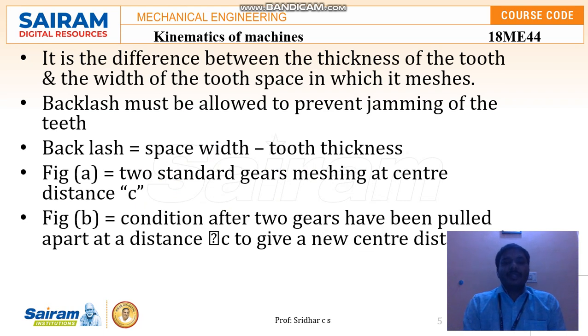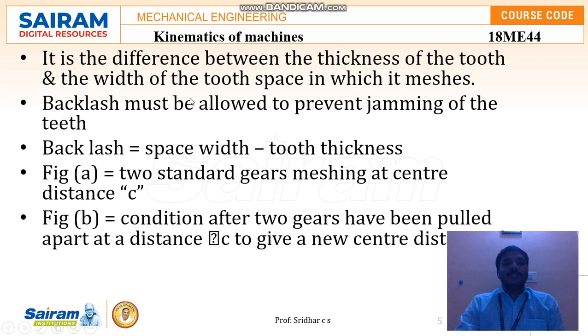It is the difference between the thickness of the tooth and the width of the tooth space, which is measured whenever the teeth mesh. Meshing is nothing but whenever they coincide. So that particular position or space, what we call the tooth space between the two teeth, whenever they coincide, that is what we call meshing.